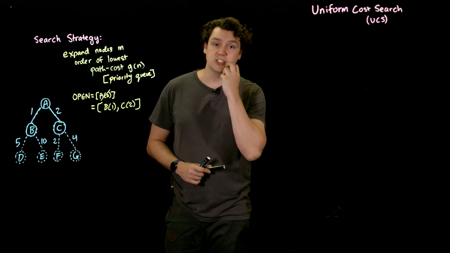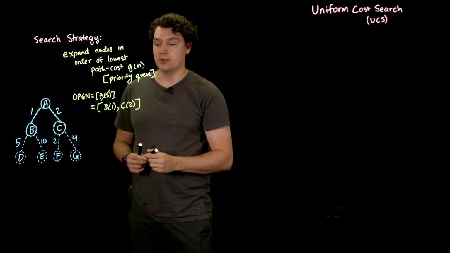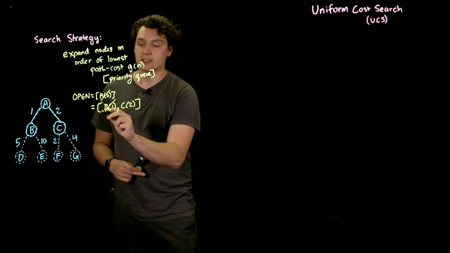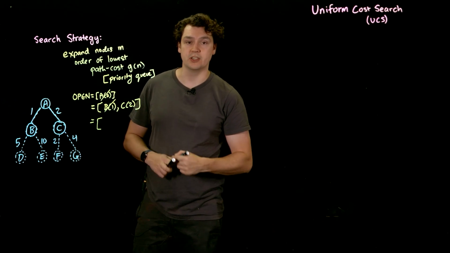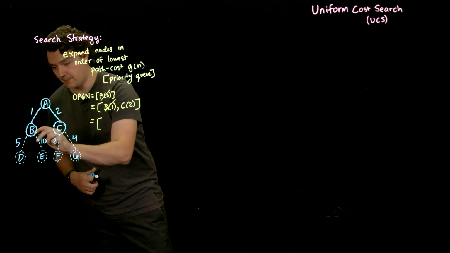Okay, so in the next step then, we are going to expand B next. So we pop that out, and we're going to generate its children. So we find now D and E.